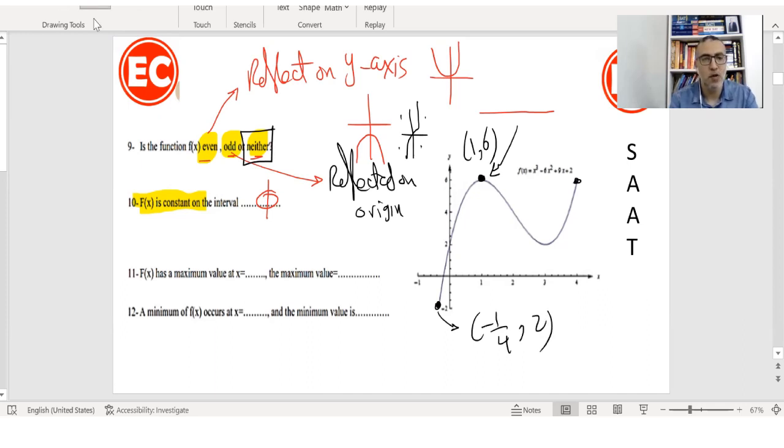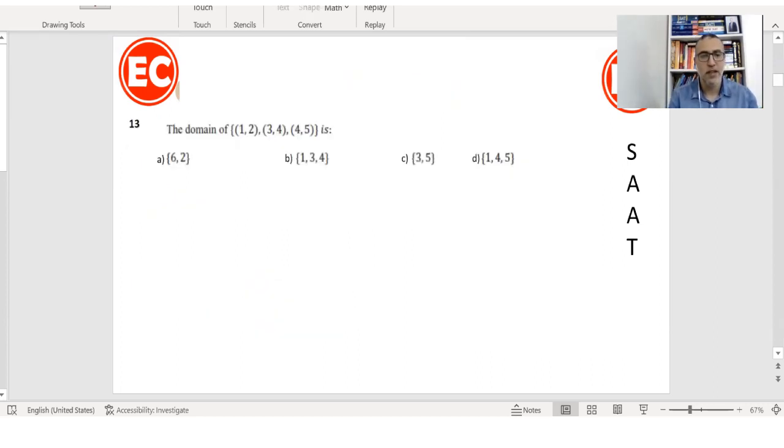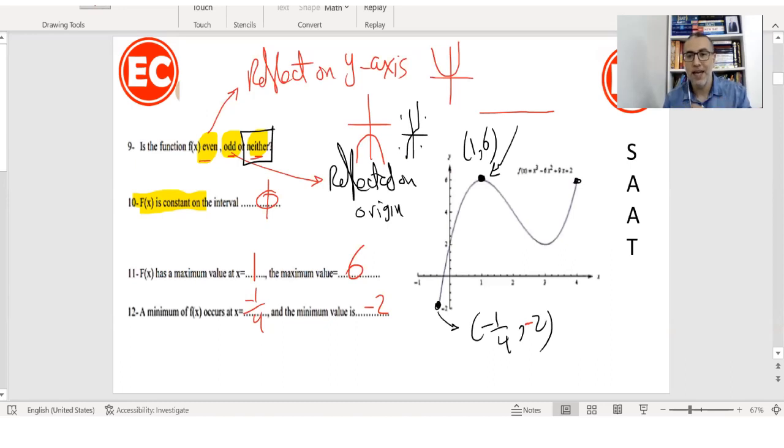So the maximum value of x is at 1 and the maximum value of y is at 6. The minimum value of x is at -1/4 and the minimum value of the function is at y equals -2. I don't know why I insist to write it 2. It's -2. So from these 12 questions, we learned how to find the range, domain, maximum, increasing, decreasing, x-intercept, and y-intercept of a given graph function.